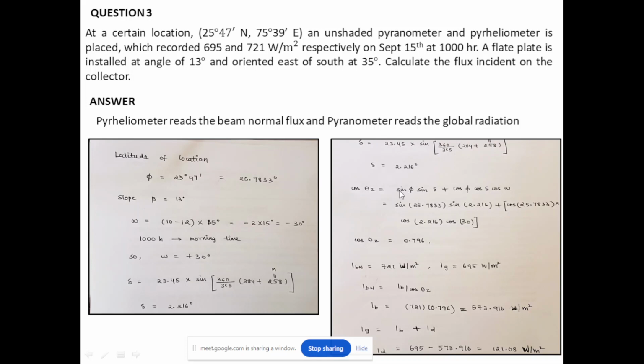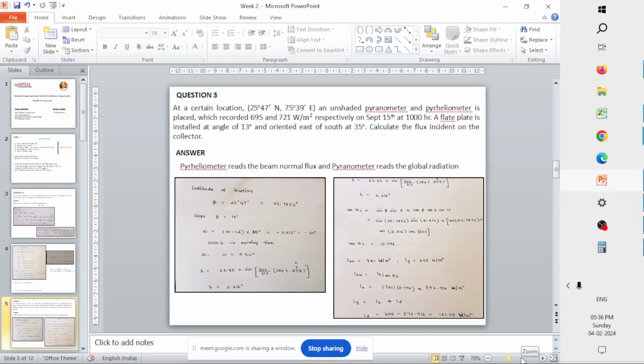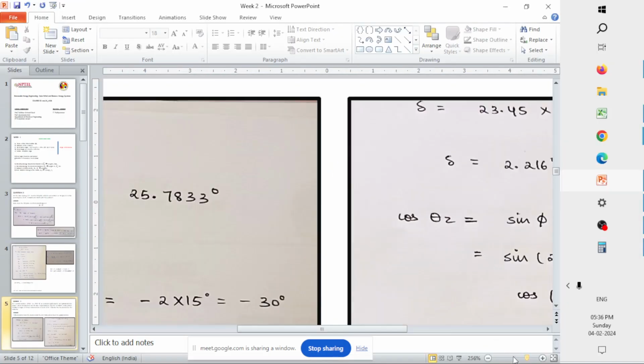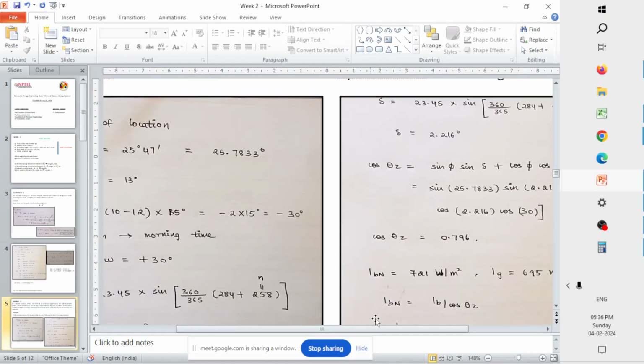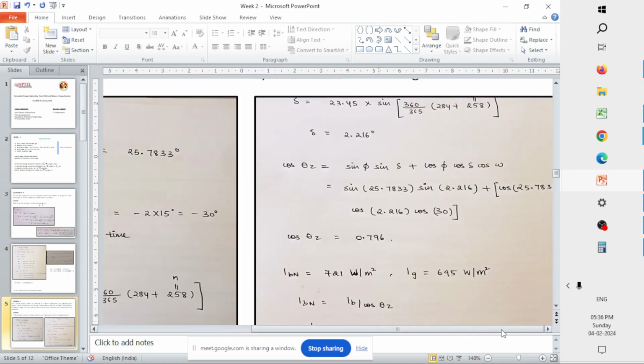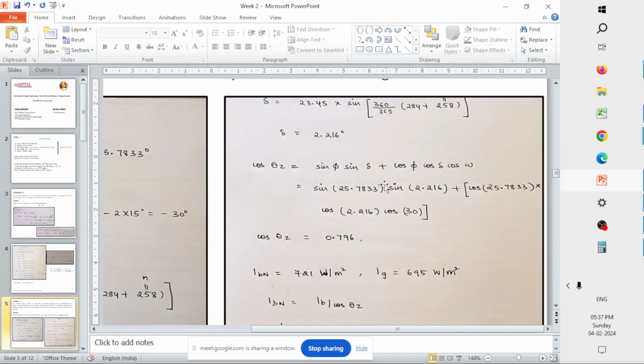Then we move on towards finding your zenith angle, that is sin phi sin delta plus cos phi cos delta cos omega. Your delta is 2.216. I'll just zoom this in. So your phi value is 25.7833, your delta is 2.216, and your hour angle is plus 30 degrees. So if you calculate cos phi z, that value will be 0.796.